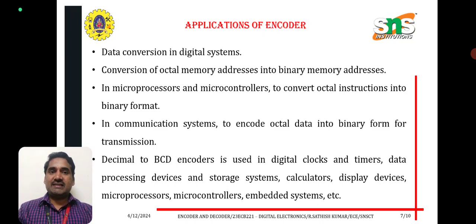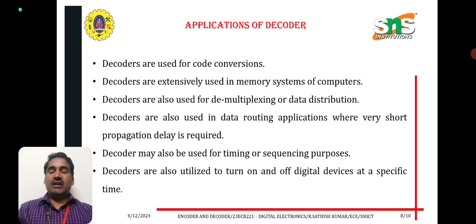Now let us see the applications of encoder. Data conversions in digital systems: conversion of octal memory address into binary memory address. In microprocessors and microcontrollers, to convert octal instructions into binary format. In communication systems, to encode octal data into binary form for transmission. Decimal to BCD encoders are used in digital clocks, timers, data processing devices, storage systems, calculators, display devices, microprocessors, microcontrollers, embedded systems, etc.